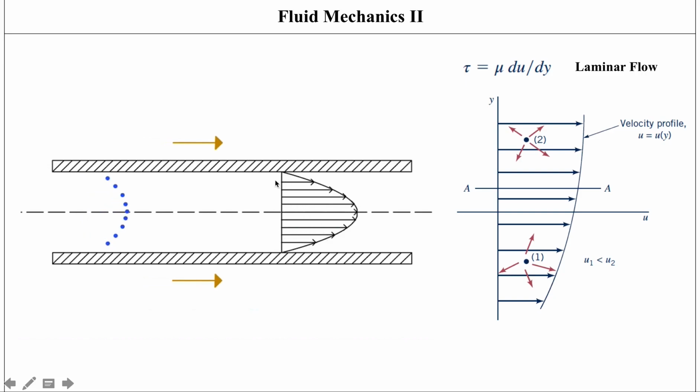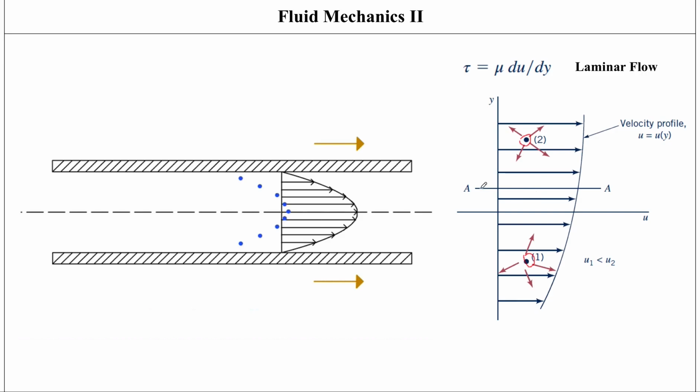Some are slightly slower, the ones closer to the wall, and the ones closer to the center line are going to be faster. But what we need to remember is that the fluid actually consists of a lot of molecules, like the molecule here and the molecule here, that are moving about in a random fashion. But this motion is not entirely random.